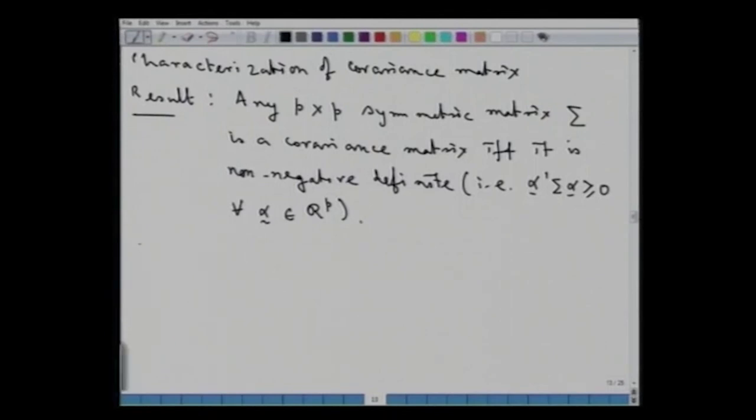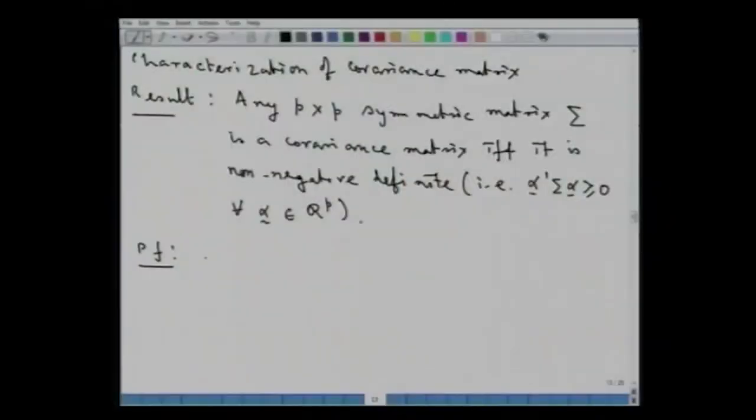So, let us look at the proof of this simple fundamental result. What it says is that if sigma is the covariance matrix of some random vector x, then it is going to be positive semi-definite, non-negative definite. The other way around, if we have any matrix which is symmetric and non-negative definite, then we can associate some random vector with that matrix for which the random vector is going to have that matrix as its covariance matrix. So, let us look at the proof of this result.